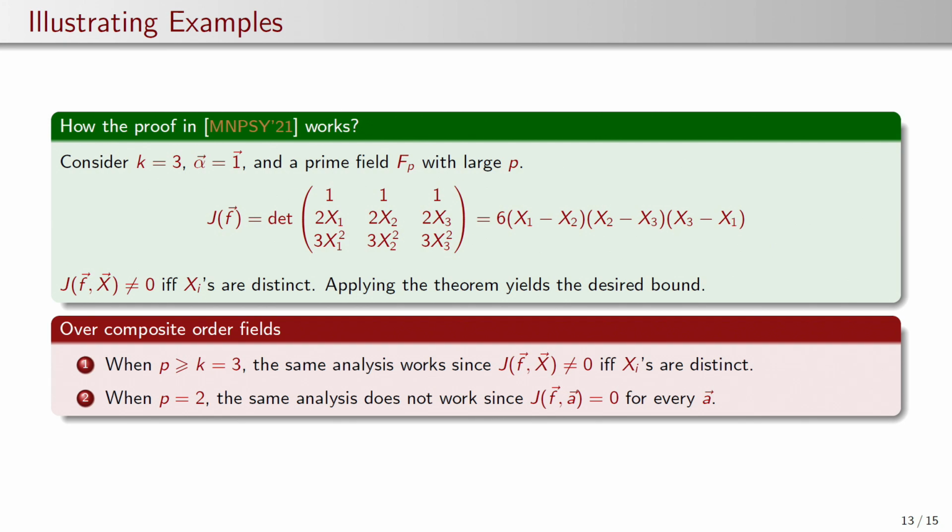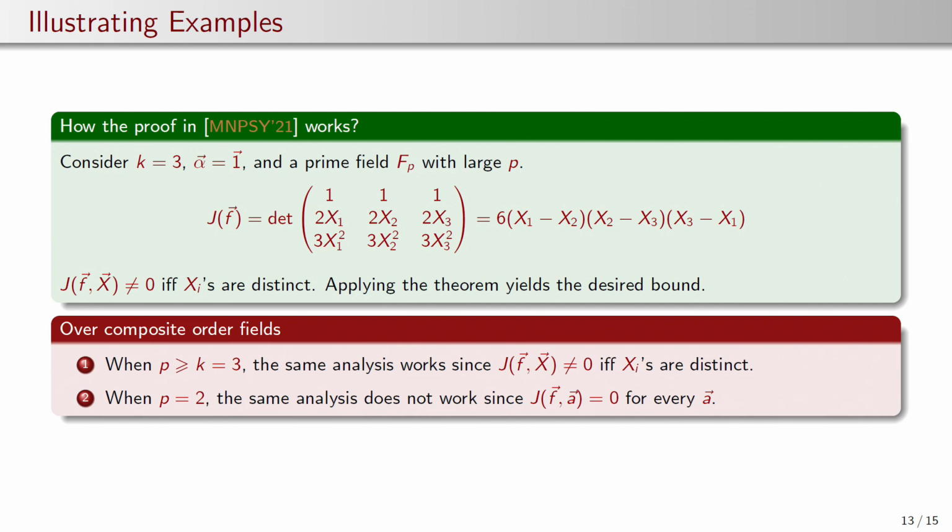So what happens for our composite order fields? In this case, it is more involved. And actually, we observe that when p is big, then the same analysis, the same idea works. Actually, there is a typo here, p should be strictly greater than 3, then the same analysis works. Okay. However, when p is small, for example, p equal to 2 or 3, it doesn't work.